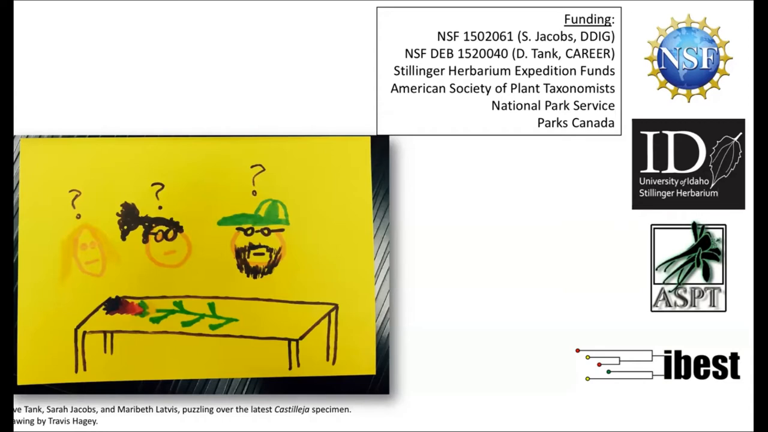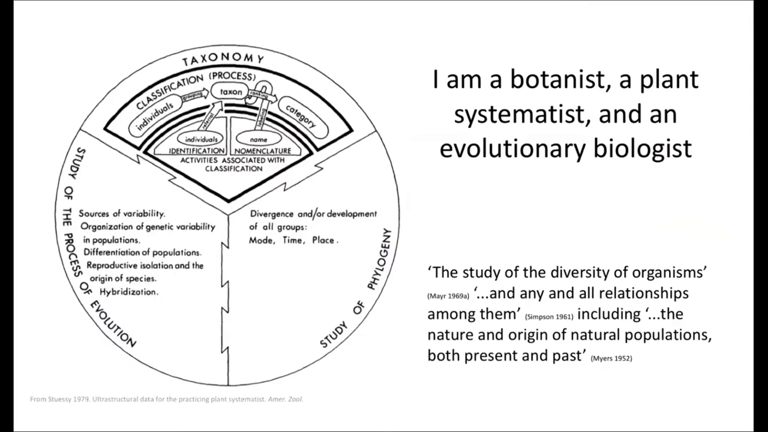Okay, so the first thing I want to do is really to introduce myself as a scientist. I am a botanist and a plant systematist and an evolutionary biologist. I know that's a big mouthful of ways to define yourself, but I'm about to give you a few more phrases. I'd like to define my work as the study of the diversity of organisms, the relationships among all of those organisms, and the nature and the origin of that diversity, both in the present and the past.